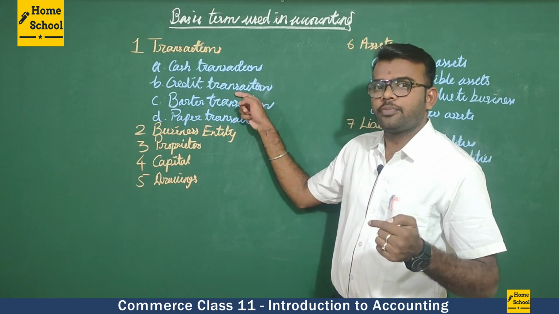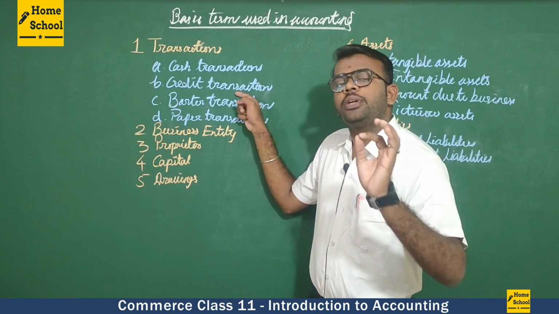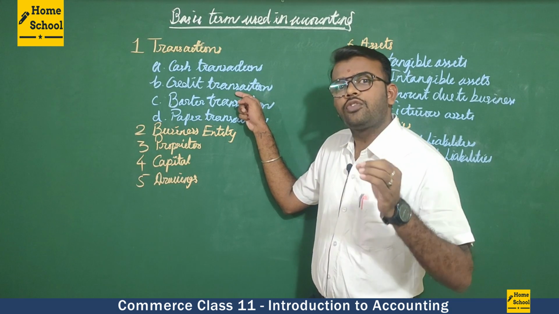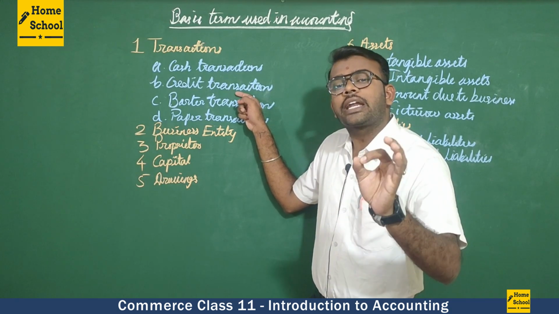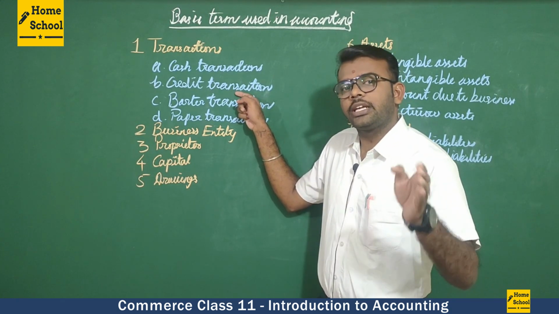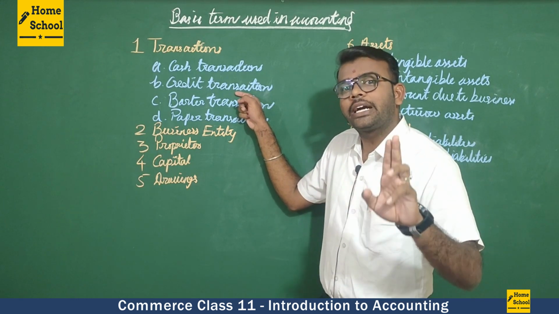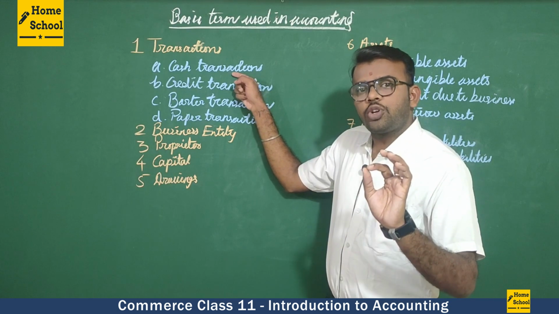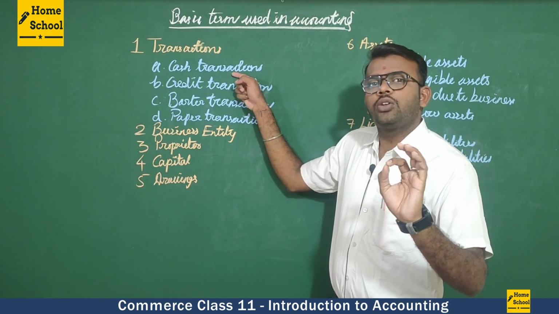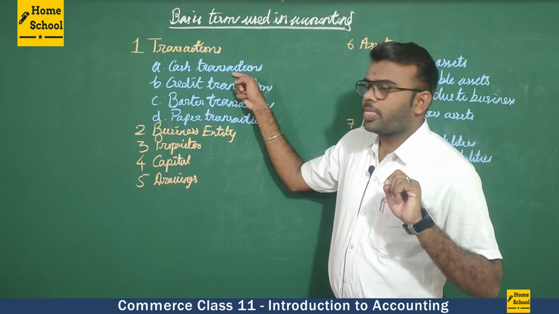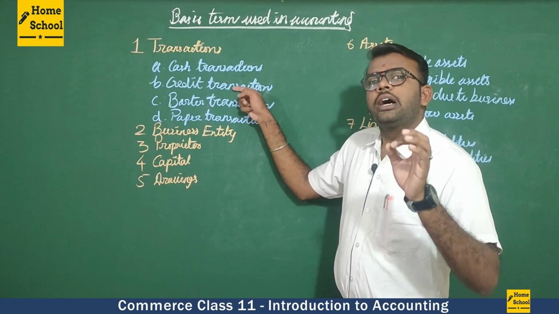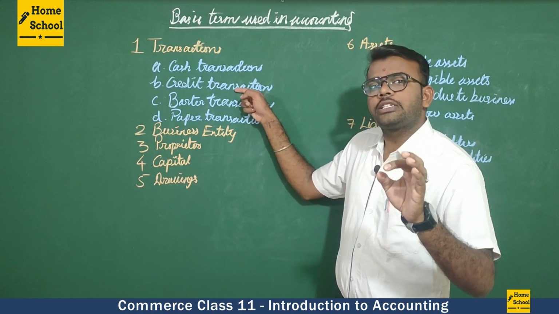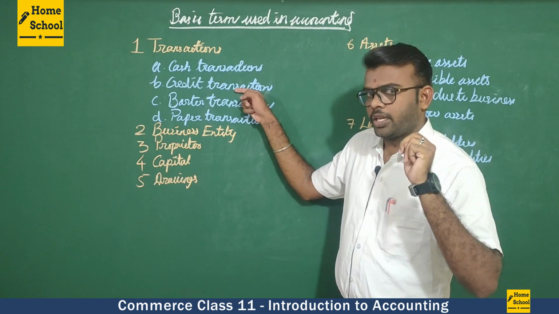Credit transaction. It means you are giving me rice on the basis of credit. You are giving the rice to me on the basis of what? Credit. Okay, so in a cash transaction, receipt or payment of cash is happening on an immediate basis. A credit transaction means receipt or payment of cash is happening on a future date.